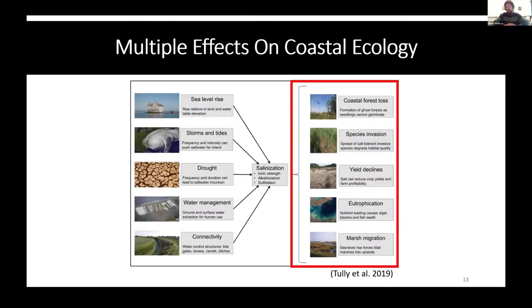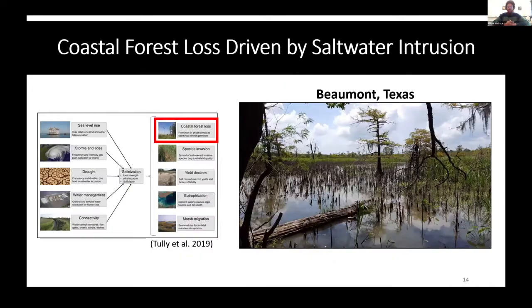And so all of these things affect coastal ecology. And like I said, my experience is primarily in coastal forests, so that's what I'm going to be talking about for the rest of the day.